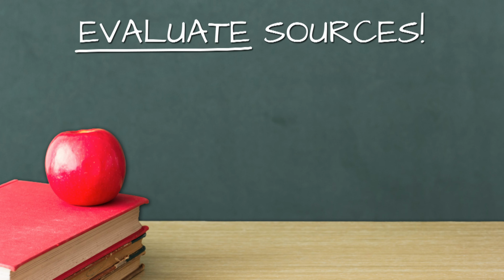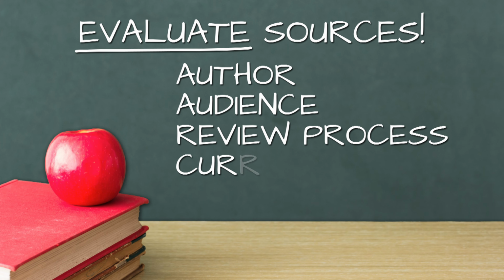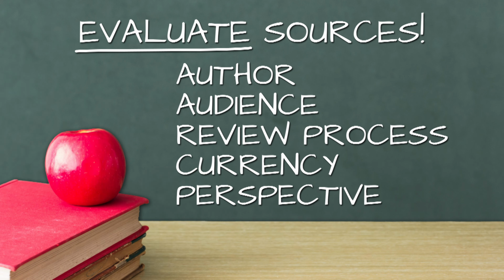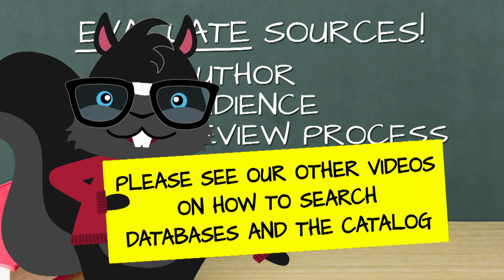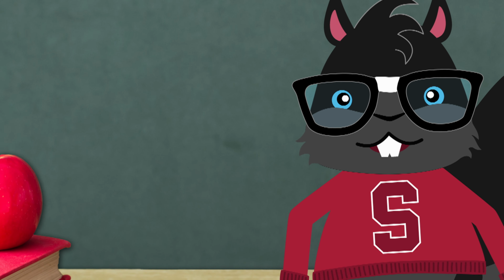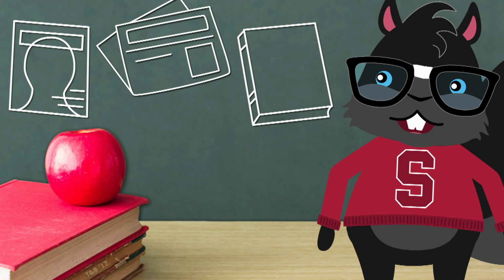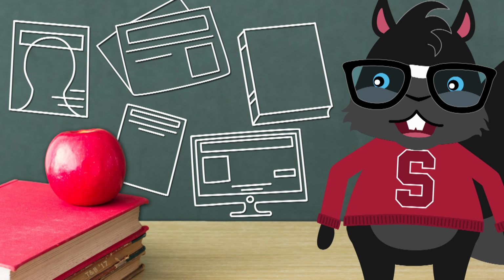This video will show you how to evaluate sources by looking at the author, the audience, the review process, the currency, and the perspective. Please see our other videos on how to search databases and the catalog. Stanford's Nerd Squirrel found a lot of sources by looking through books, magazines, newspapers, journal articles, and websites for material to support its arguments for a research paper.